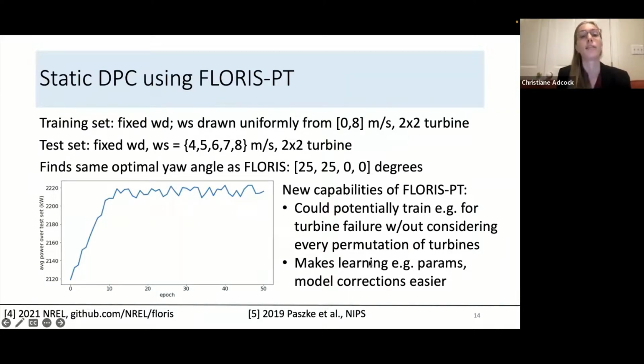Another benefit of having FLORIS in PyTorch is that it can make learning, for example, parameters or model corrections easier because you already have your wake model in this learning setting.